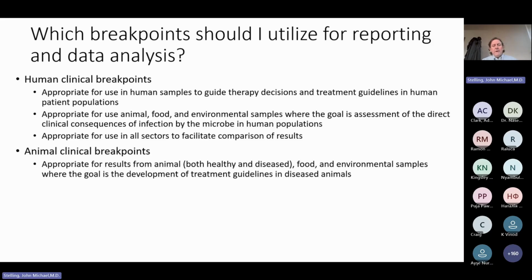Animal breakpoints. These are appropriate when you get samples from animals, whether they're healthy animals or diseased animals, or food samples or environmental samples, where the goal is the development of treatment guidelines or assessment of emerging resistance in diseased animals. So if your objective is to take care of sick animals directly for that animal or indirectly through the development of treatment guidelines, using the animal-specific breakpoint makes sense.